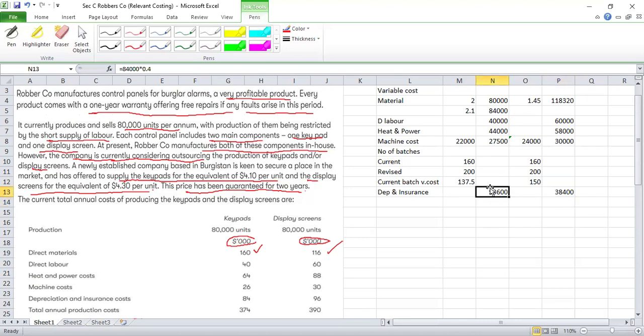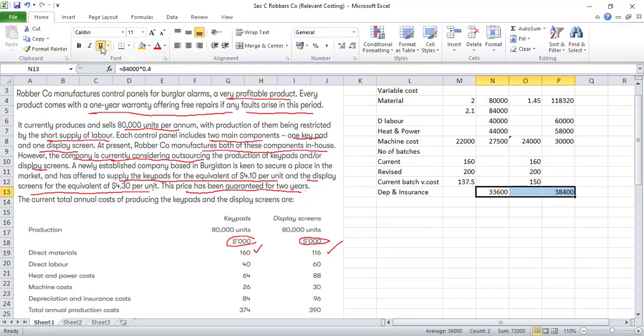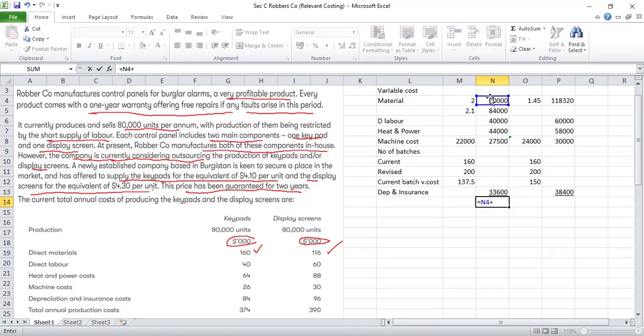Now we will add up these costs if we produce in-house. So here is equal to this plus this. You can use auto sum.